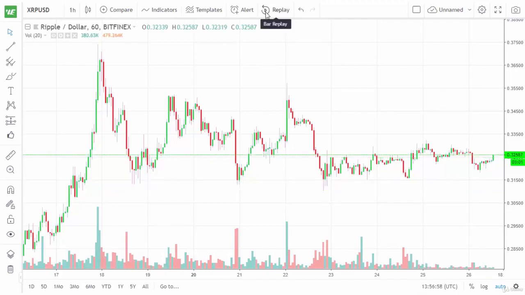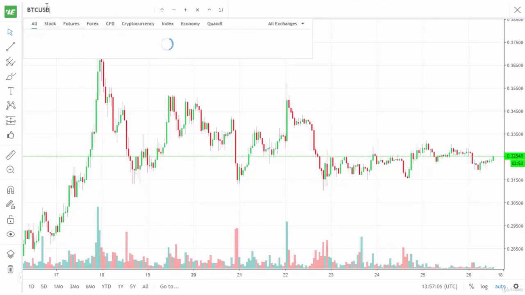Another thing that support and resistance tends to do is show up at intervals that are round numbers.